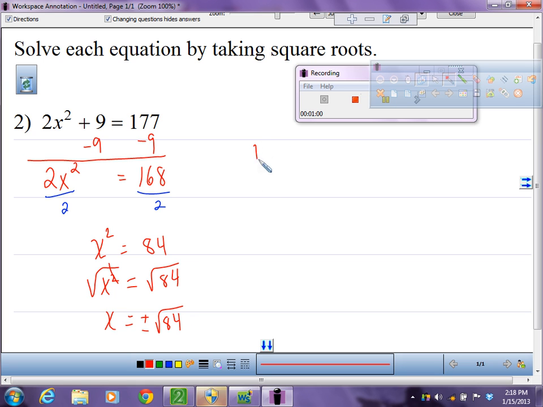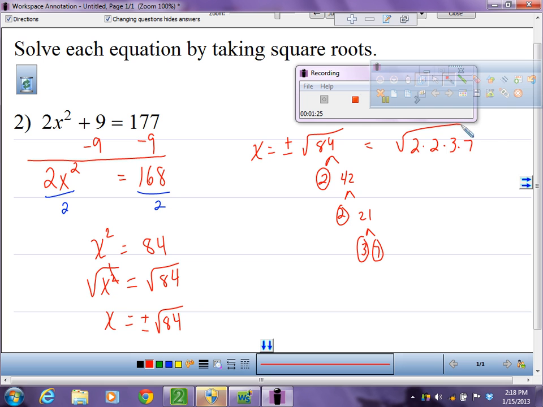So now you're left with x equals positive negative square root of 84, but the 84 you have to try to break it down into parts, into prime numbers. That'll be 2 times 42, 2 times 21, and 3 times 7. These are both prime. So in other words, this is equivalent to the square root of 2 times 2 times 3 times 7. And in this case, I only see one pair, which is those two.